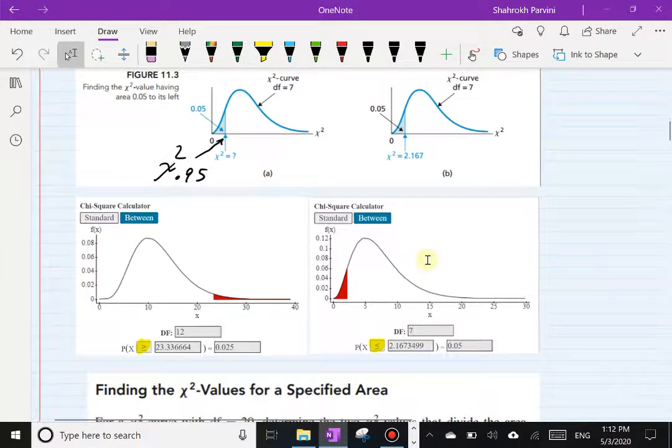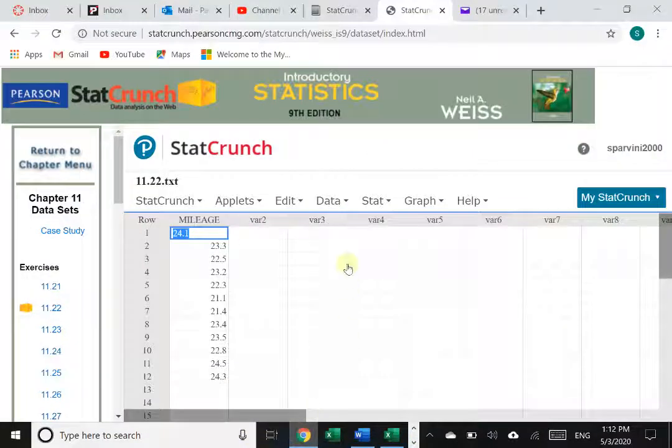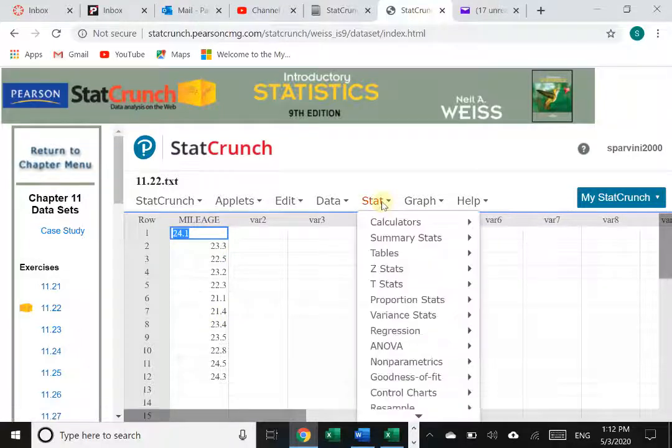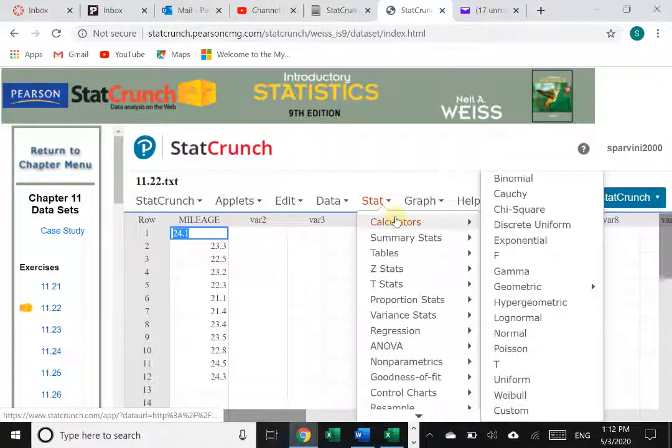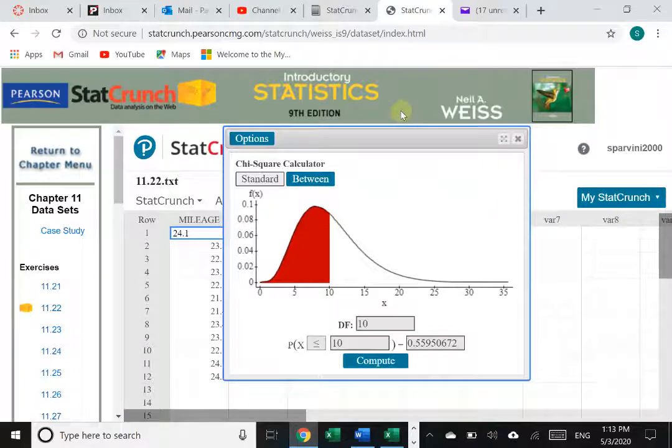And there you go. So let's actually go to StatCrunch now and see how these are done. I have StatCrunch up and running. Don't worry about this data. We'll look at it later on. But here, to get the area under the curve, we go to Stat, then Calculators. And here's a roster of all these distributions. Right up here, the third choice, that's the chi-square distribution. You click on the chi-square distribution, and there you go.